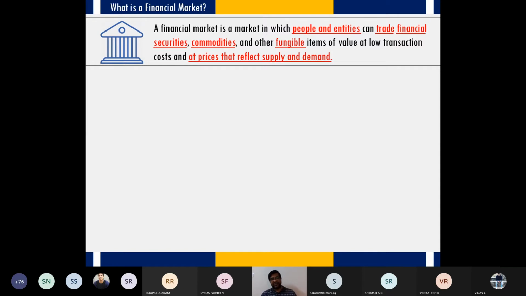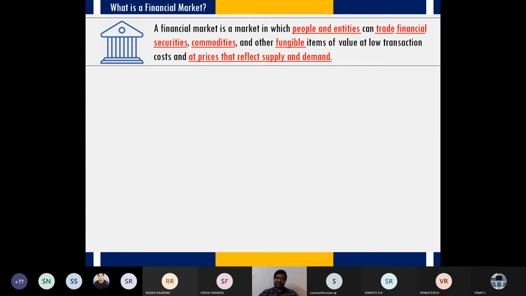And other fungible items. So it's not just the shares, it's not just the commodities like crude oil, energy resources like, again, crude oil is also an energy resource, right? But here in fungible items, fungible means something that can be exchanged for some other thing, right? An item which can be exchanged in terms of another item. So when we say fungible items, it also includes the forex market. So when we say financial market, it's not just the share market, not just the commodity market, but it also includes foreign exchange. So the foreign exchange market is also a worldwide market in which transactions in currencies happen, right?